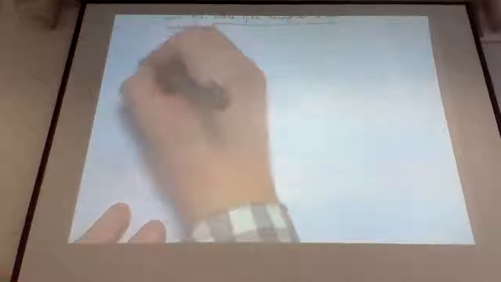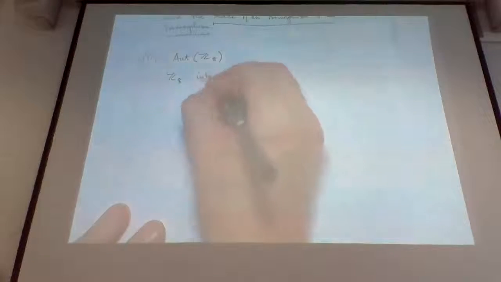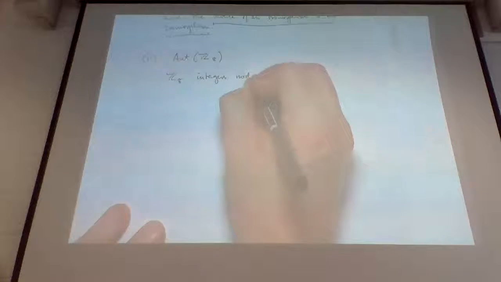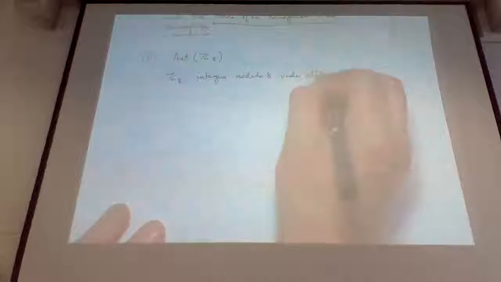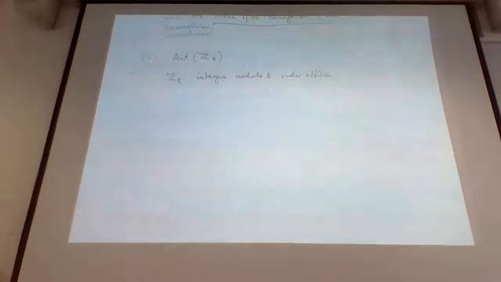Part 2. I might have time to do this now. So an example, the automorphisms of Z8. Z8 is the integers mod 8 under addition. Classify Aut Z8 by making use of the classification of finite Abelian groups. First of all is to list the elements.